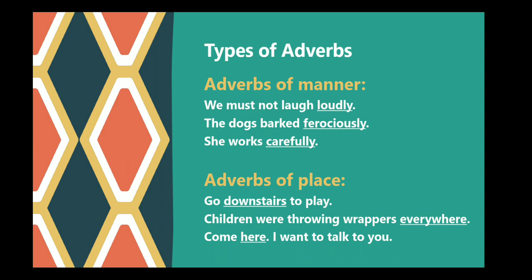Adverbs of place. Go downstairs to play. Children were throwing wrappers everywhere. Come here. I want to talk to you. Now these are adverbs of place: downstairs, everywhere, and here. Adverbs of manner tell us in what way or what manner the action happened: loudly, ferociously, carefully. And here we have downstairs, everywhere, and here. These are adverbs of place.